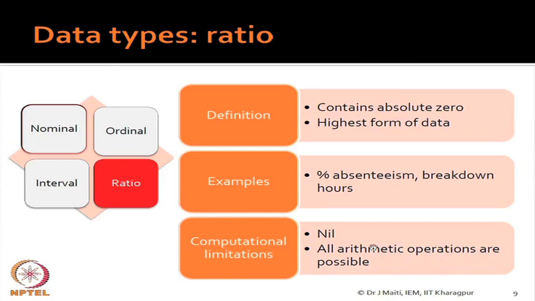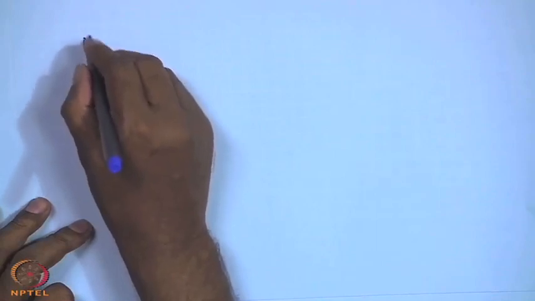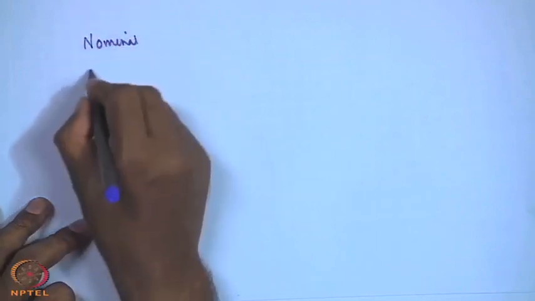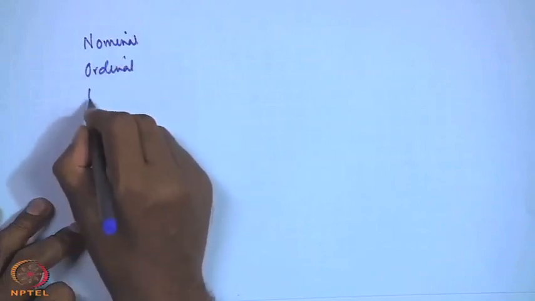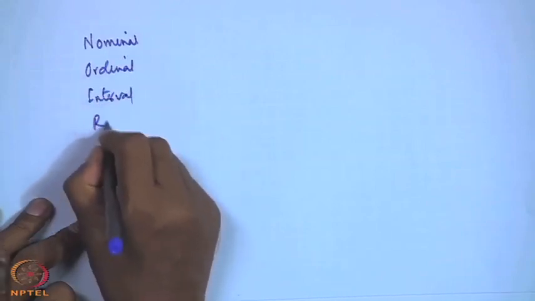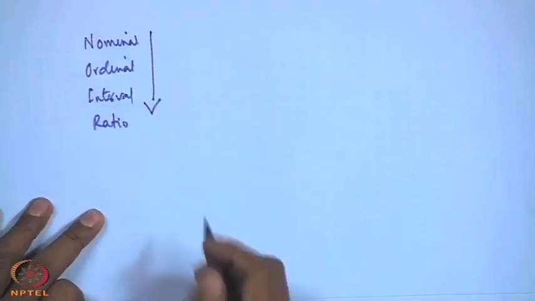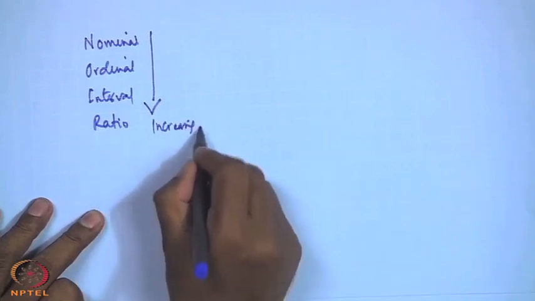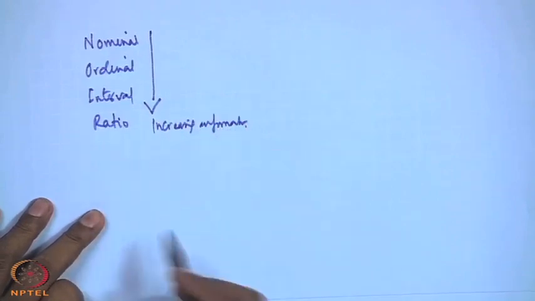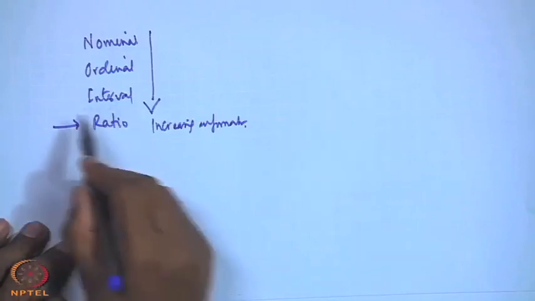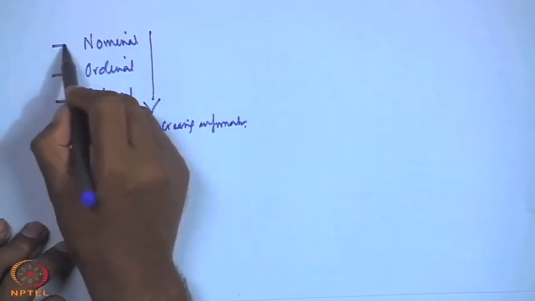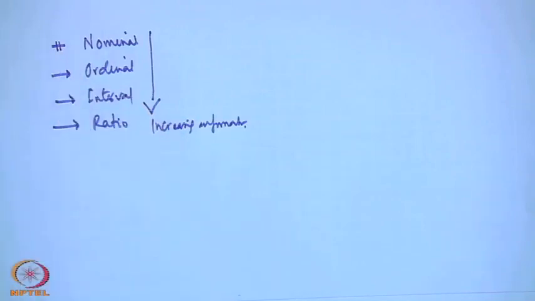Okay. So, now if I go by the order of information available, then definitely the first one is nominal, followed by ordinal, then interval, then ratio. Definitely this is the order of increasing information. This is the base data, next is this, next best is this, and this is the lowest form of information data. Okay.